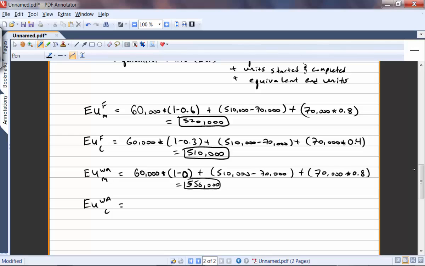And then for conversion, we take our 60,000. We assume each unit is 0% done with respect to conversion. We have to complete all 60,000 of those. We know we start and complete these units. And then we know we have, in an equivalent sense, this many units completed, sitting in ending WIP. So for conversion, we have 528,000.